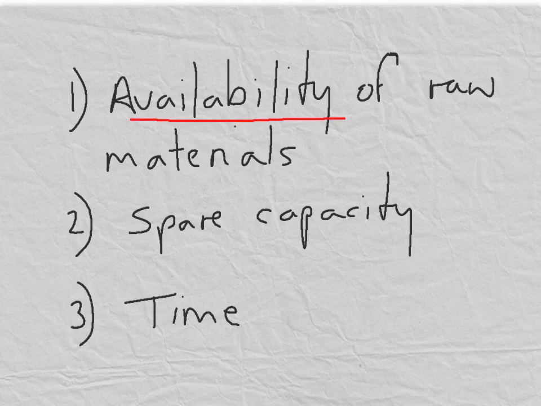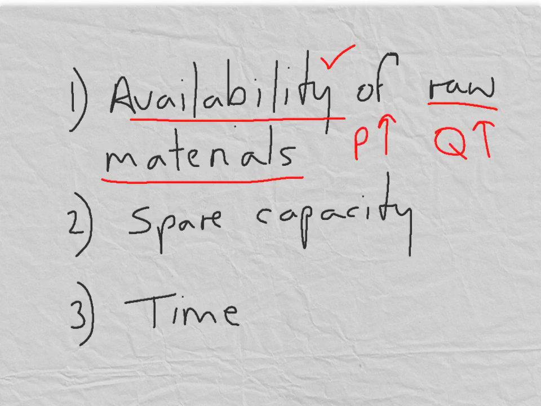The first is the availability of raw materials. All goods and services require raw materials such as land, labor, and capital for their production. If these raw materials are easily available, then as soon as the price of the product goes up, the supplier will be able to respond by increasing the quantity. But if these raw materials are not available or not available quickly, then the supply curve will be much more inelastic. As well as raw materials, producers need spare capacity.